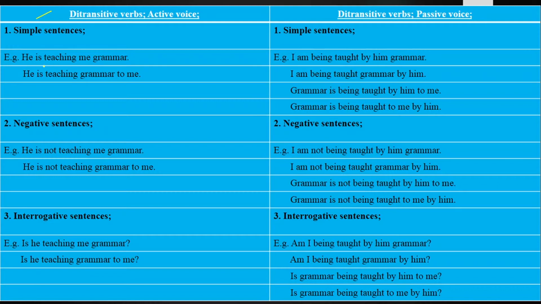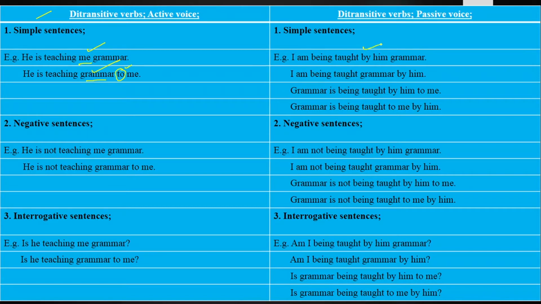In active voice we will be having: He is teaching me grammar, he is teaching grammar to me. As I told you, as we bring the indirect object first, if you want to bring the direct object first, then you have to use a preposition like to. In passive voice, how are you going to change the simple sentences in present continuous tense?